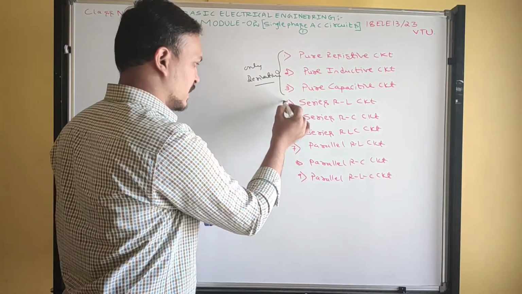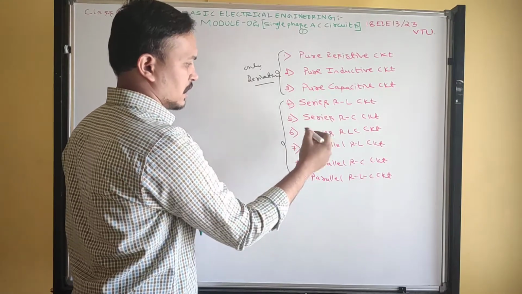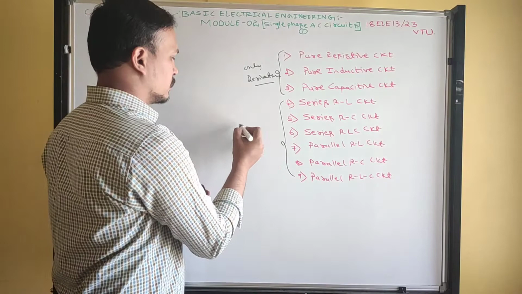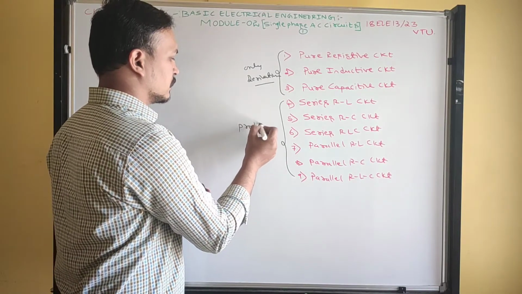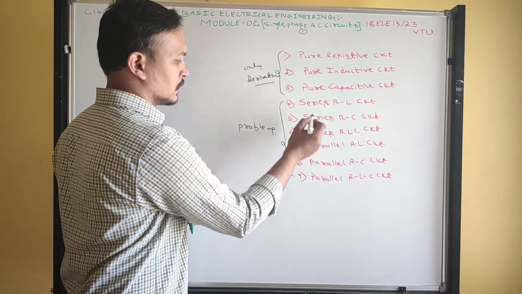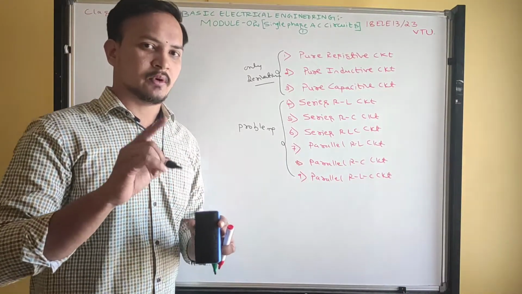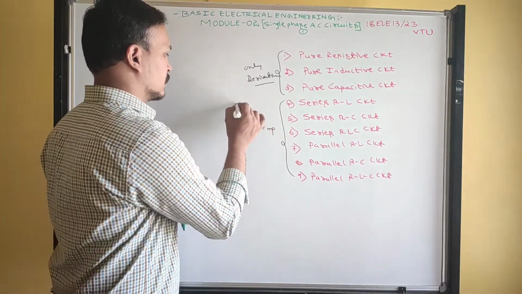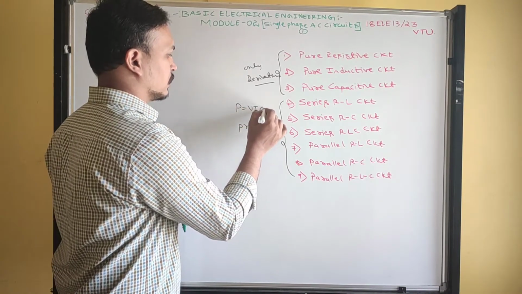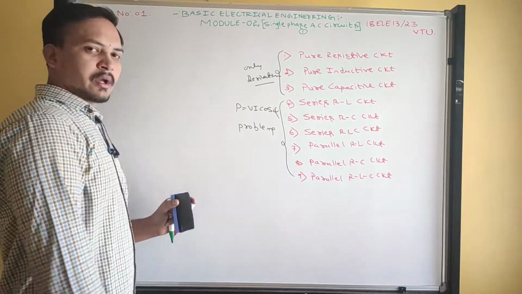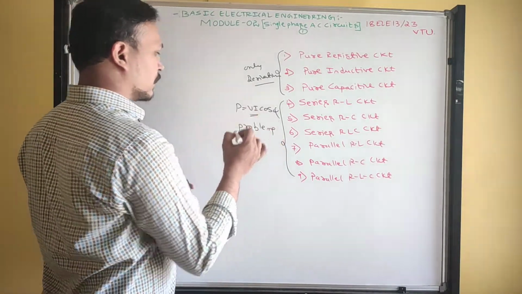Next, the remaining topics: series RL, RC, and parallel RL, RC and RLC, and series parallel. They will give more weightage to problems on these topics. However, they will ask only one theory question, that is a derivation: derive power is equal to VI cos phi in the following circuits. Got it? This question they rarely ask.